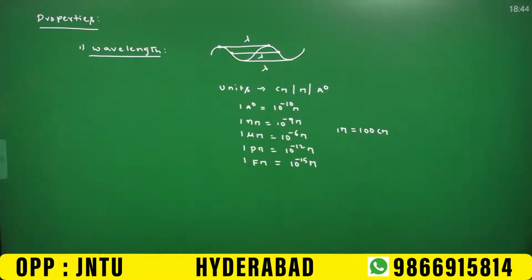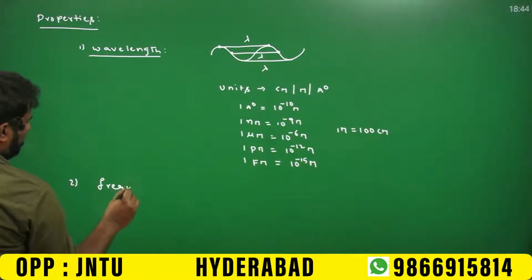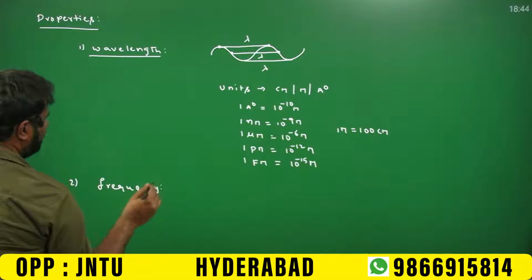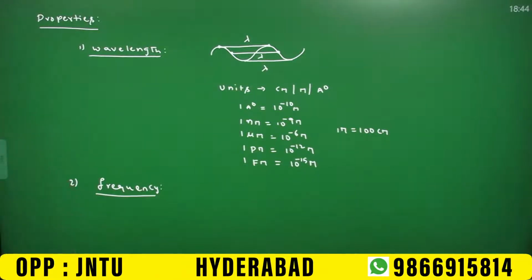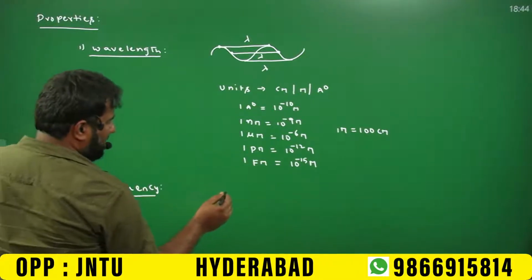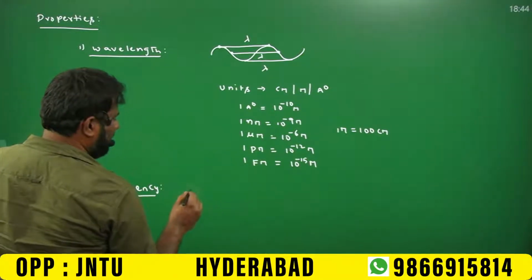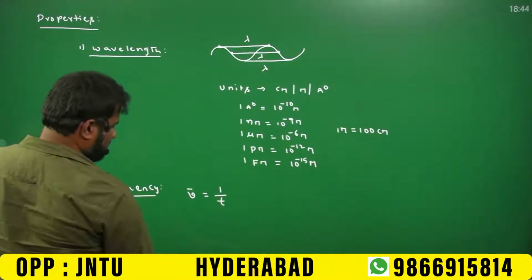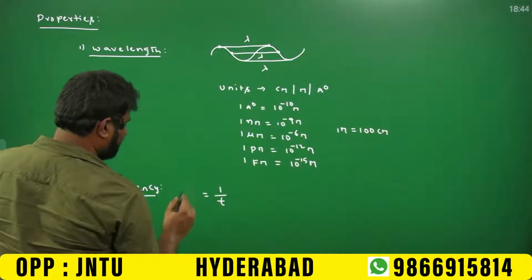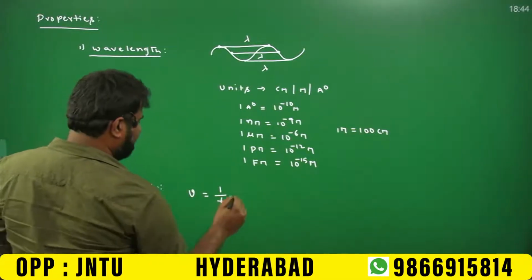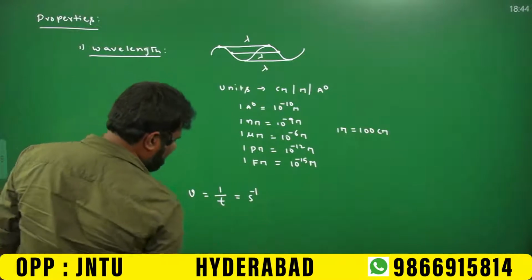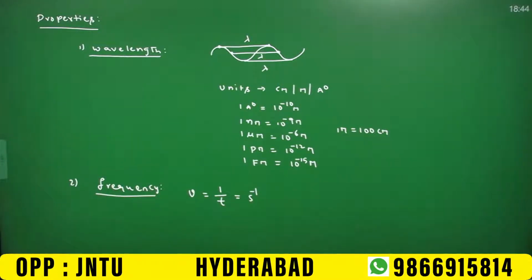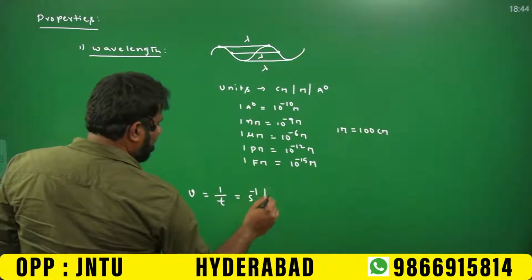Right. Then the second one is frequency. What is frequency? The number of waves transferred by, or crossing, a point. So you can write nu equal to the number of waves per unit time t. Frequency is nu, and nu equals 1 by t. So you can write the units as second inverse or hertz.